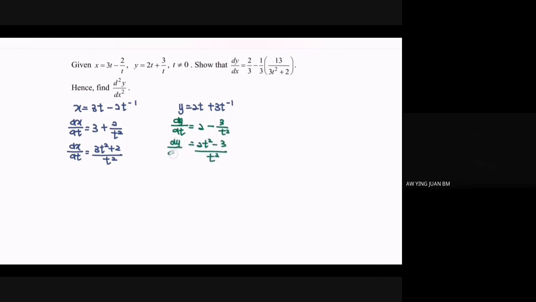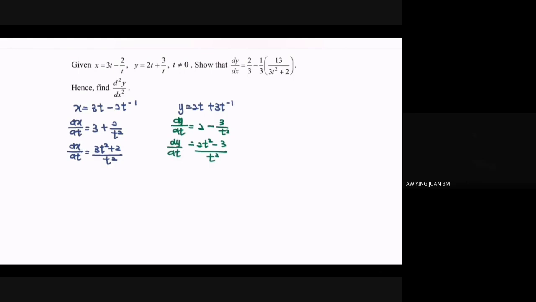For y will be equals to 2t plus 3t to the power negative 1. Next, dx/dt will be equals to 3 plus 2 over t squared. Equate the denominator, dx/dt will be equals to (3t squared plus 2) over t squared. Next, dy/dt will be equals to 2 minus 3 over t squared. So in here we will have (2t squared minus 3) over t squared for the dy/dt.